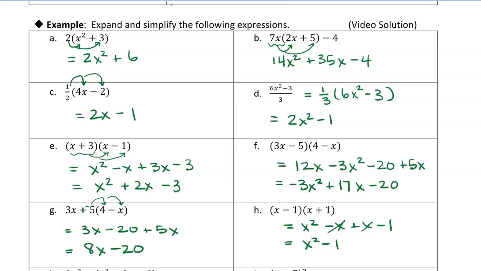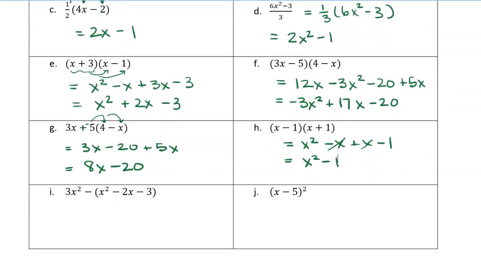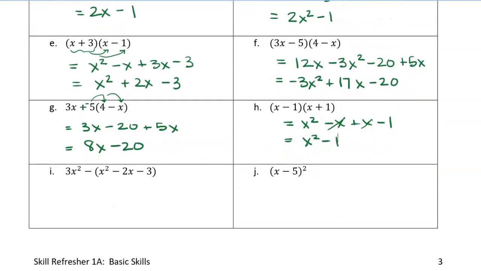So if you're trying to expand an expression, you don't have to remember the difference of two squares. You'll see when we factor an expression, it's helpful to remember what the difference of two squares factors into, but we're not there yet. We're just expanding expressions right now.